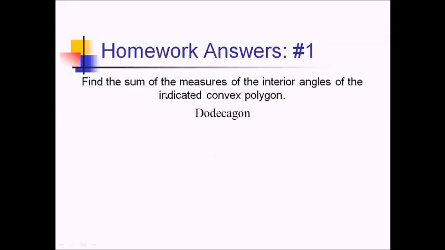For number 1, we want to find the sum of the measures of interior angles for a dodecagon. So we'll use our interior angle sum formula, n minus 2 times 180 degrees. So n in this case, since we have a dodecagon, that's a 12-sided figure. So we've got 12 minus 2 times 180, or 10 times 180, which we don't really need a calculator for. This is just going to be 1,800 degrees.